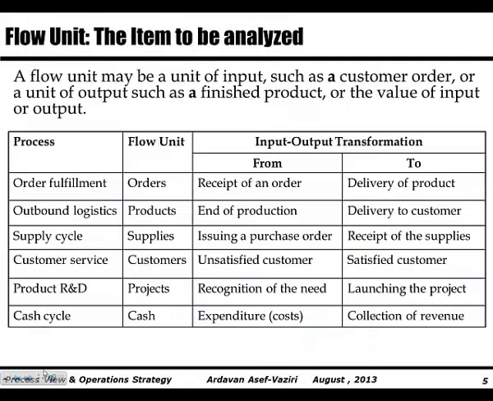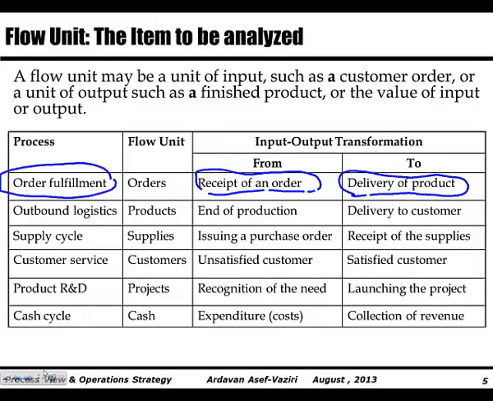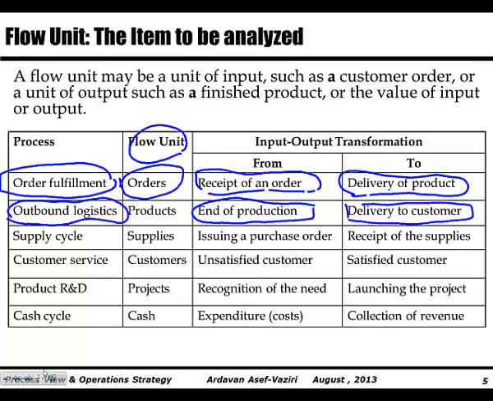Let's look at a couple of processes and their flow units. An order fulfillment process starts from receipt of an order and ends at delivery of product. Flow units are orders here. In an outbound logistics process, the process starts from the end of production and ends when the product is delivered to the customer, and flow units are products. In a supply cycle, flow units are supplies.